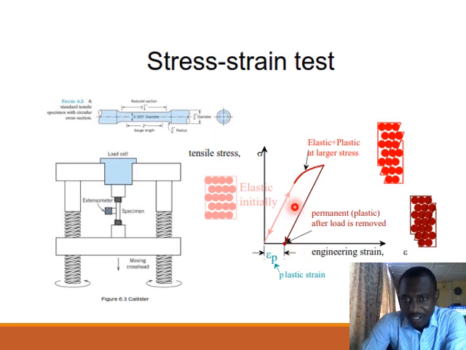Now you see this point where elastic deformation terminates, and above which you will have plastic deformation, is what we call the elastic limit of the material. So what it means is that below the elastic limit, the material will experience elastic deformation, and above this limit, the material will experience plastic deformation.